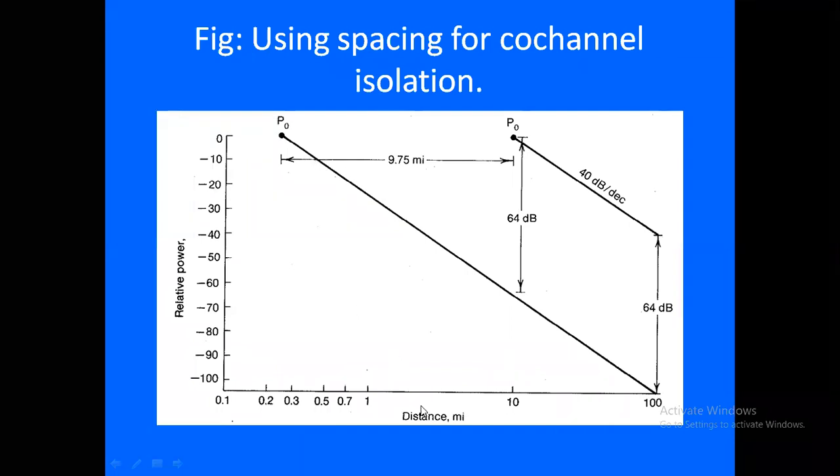So we have distance versus relative power. If power P naught is moving from 0.2 miles to 9.75 miles, there will be a loss of 64 dB. So this is using space for co-channel isolation.